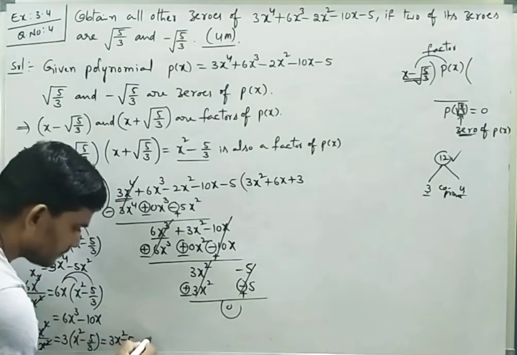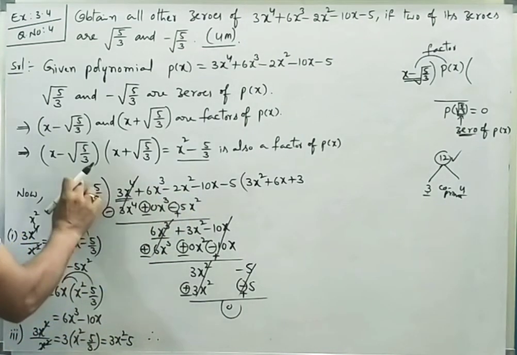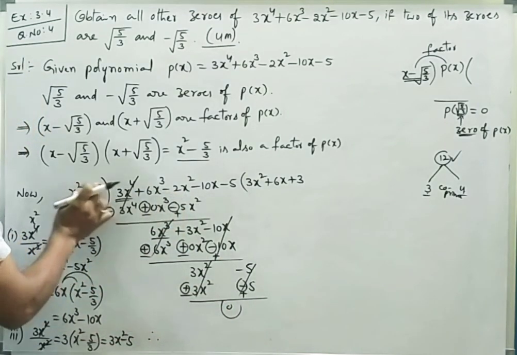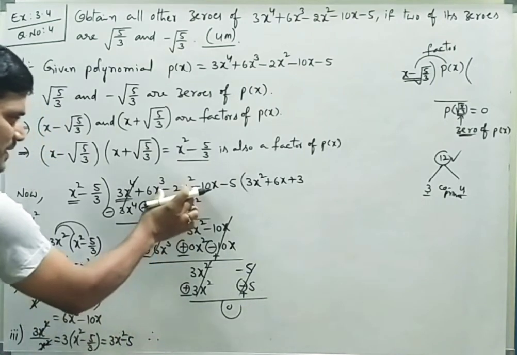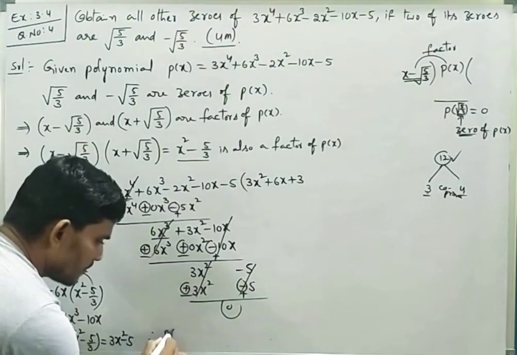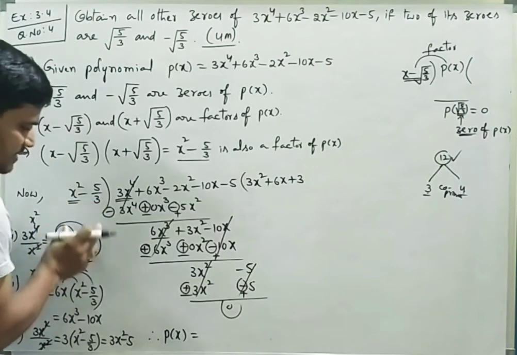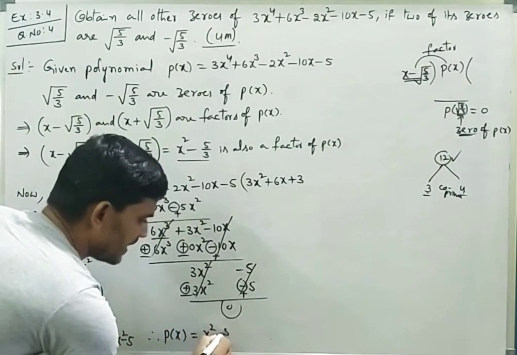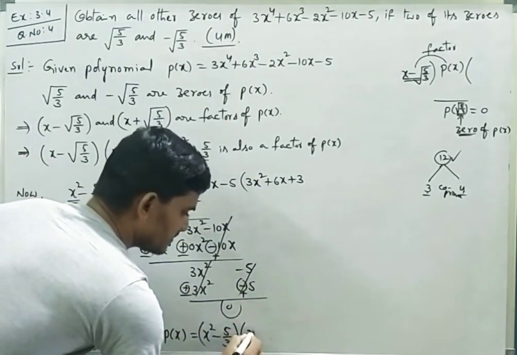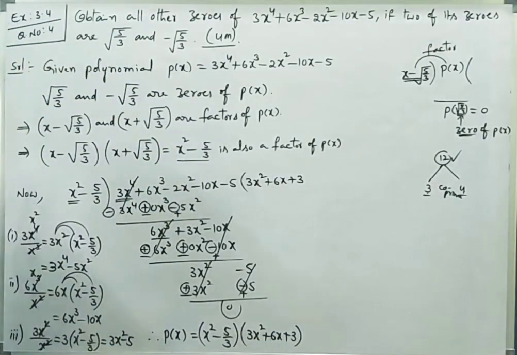So therefore, then by the division algorithm, dividend is equal to divisor into quotient plus remainder. As the remainder is 0, this dividend is product of these two. So let me denote this polynomial with p of x, because to minimize the writing space, that is divisor x square minus 5 by 3 divisor into quotient 3x square plus 6x plus 3, right?